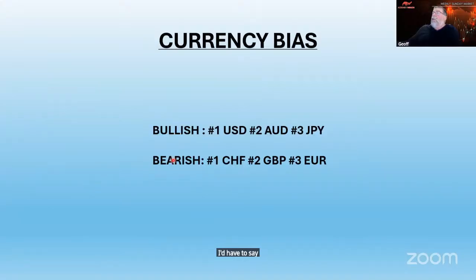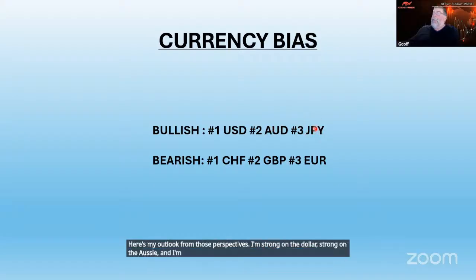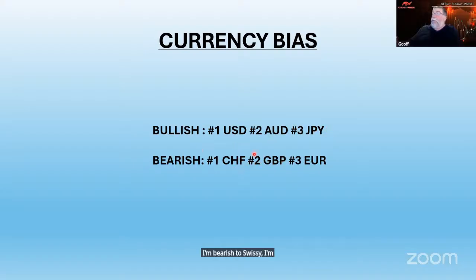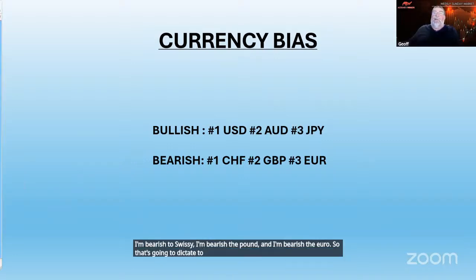So at the end of the day, here's my outlook from those perspectives. I'm strong on the dollar, strong on the Aussie, and I'm okay with the yen as well, with a big, big question mark. I'm bearish the Swissy, I'm bearish the pound, and I'm bearish the euro. So that's going to dictate to me how this all plays out.